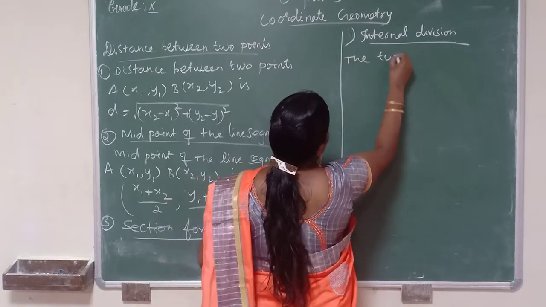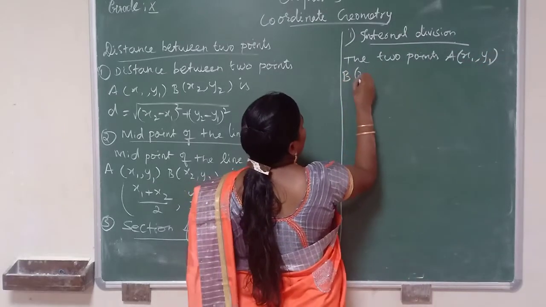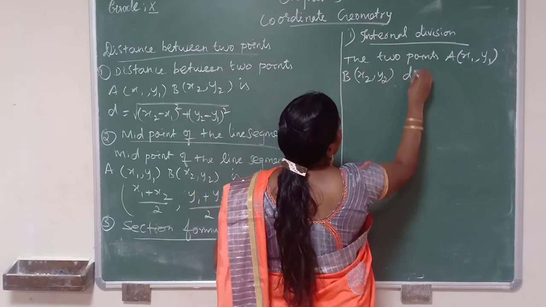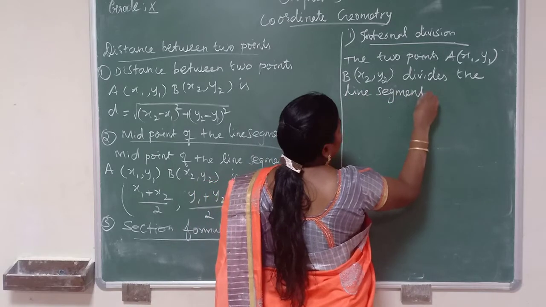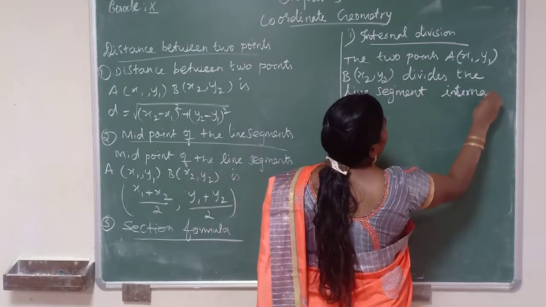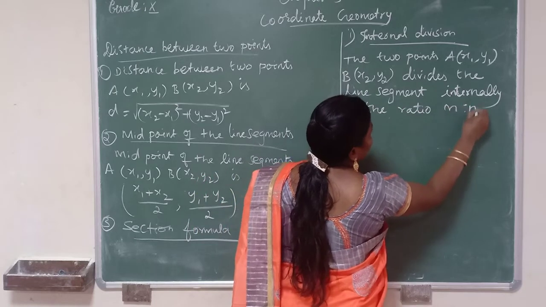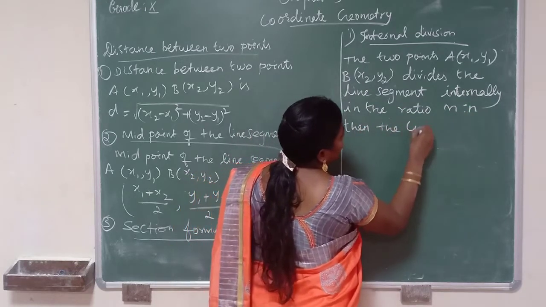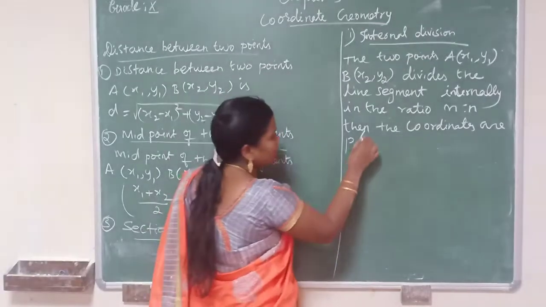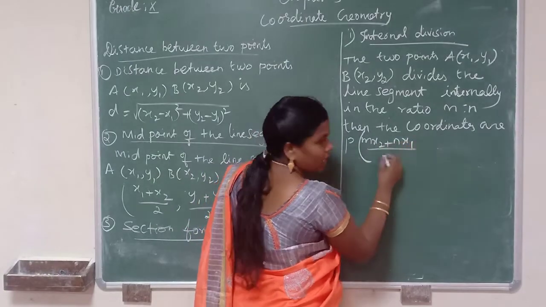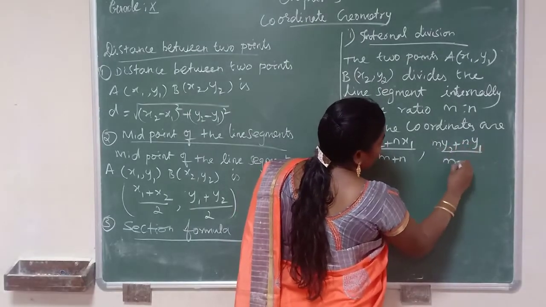The 2 points A of x1, y1 and B of x2, y2 divide the line segment internally in the ratio m is to n, then the coordinates are P of mx2 plus nx1 by m plus n, comma my2 plus ny1 by m plus n.